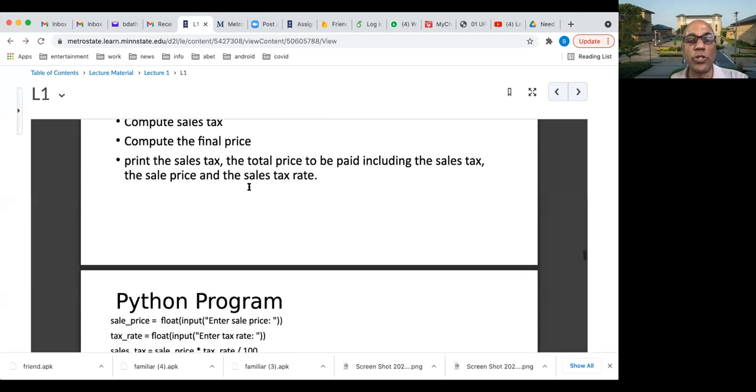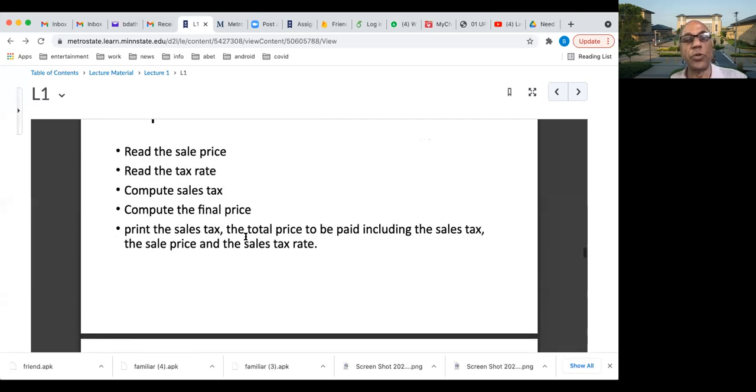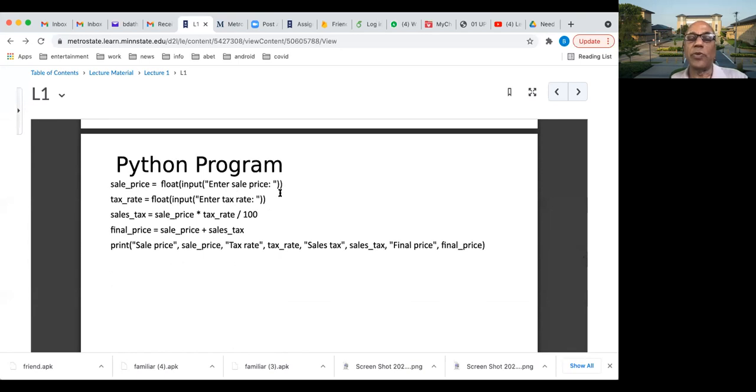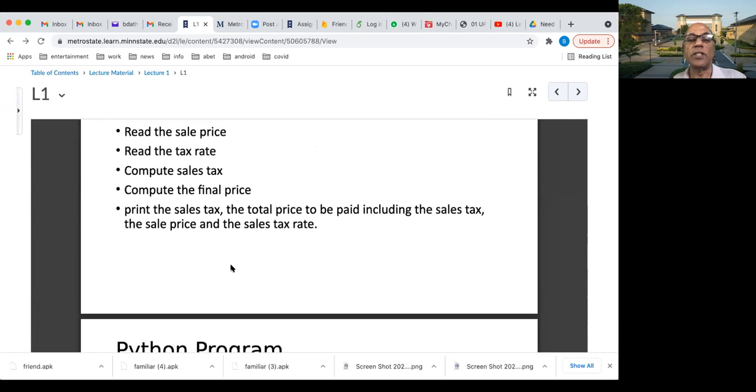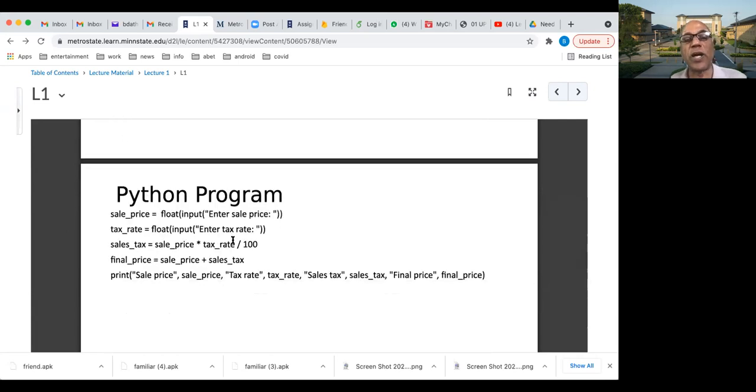So this is how you would write pseudocode. Read the sale price into something, read the tax rate into something, and so on. We are not going to work on this today, but this is what you would do with this pseudocode for it to be understood by the computer. We are going to use a language called Python, which will look somewhat mysterious at this point, but we will be starting Python next week.